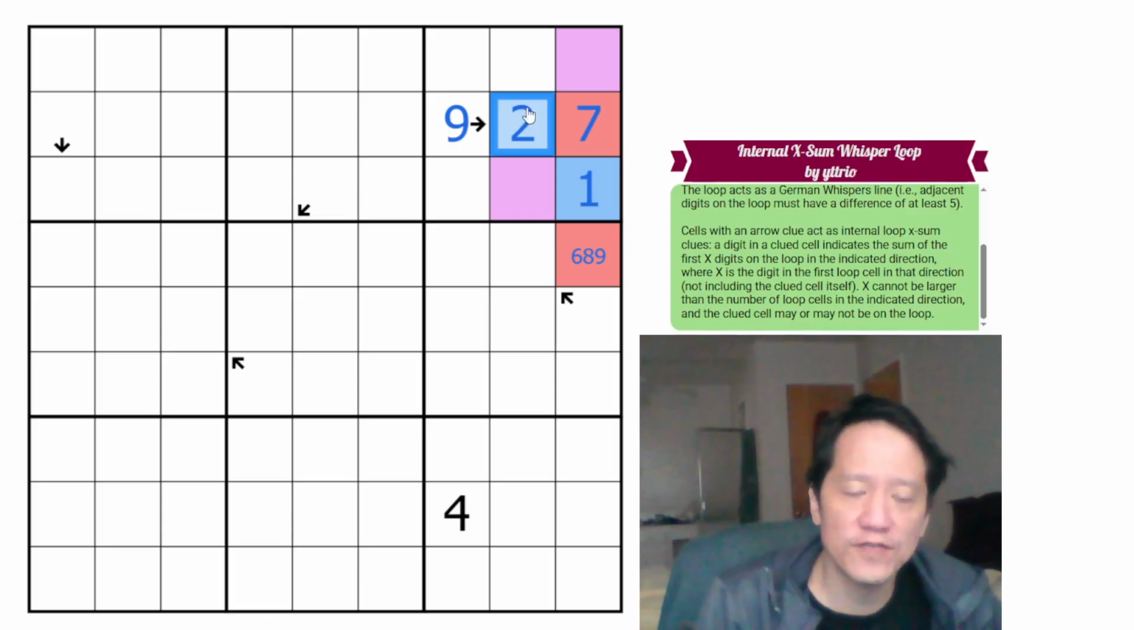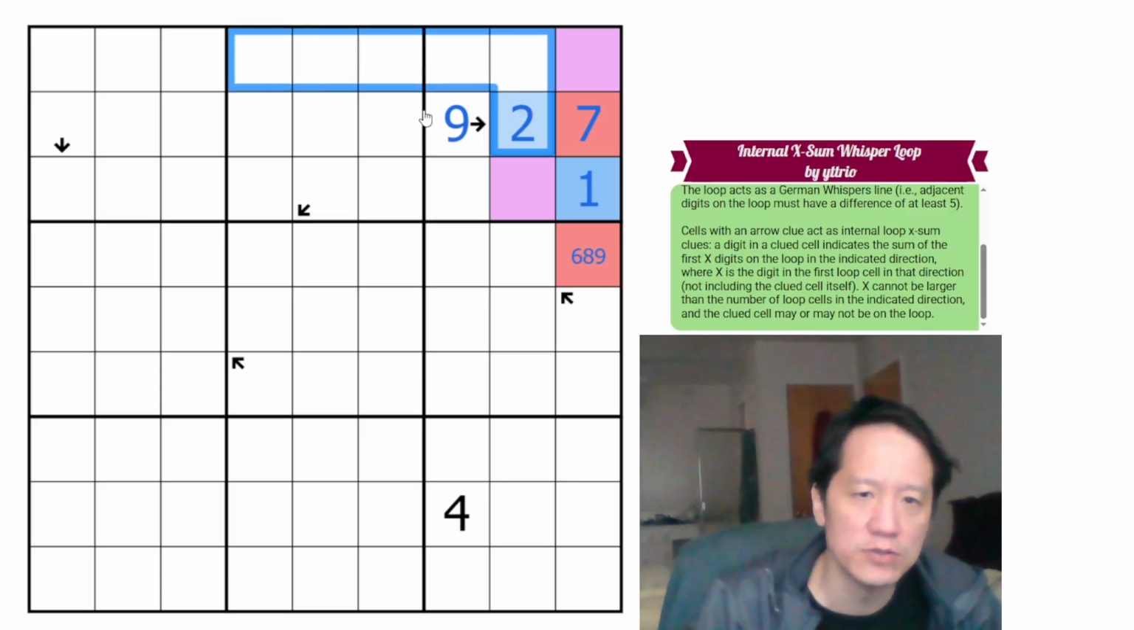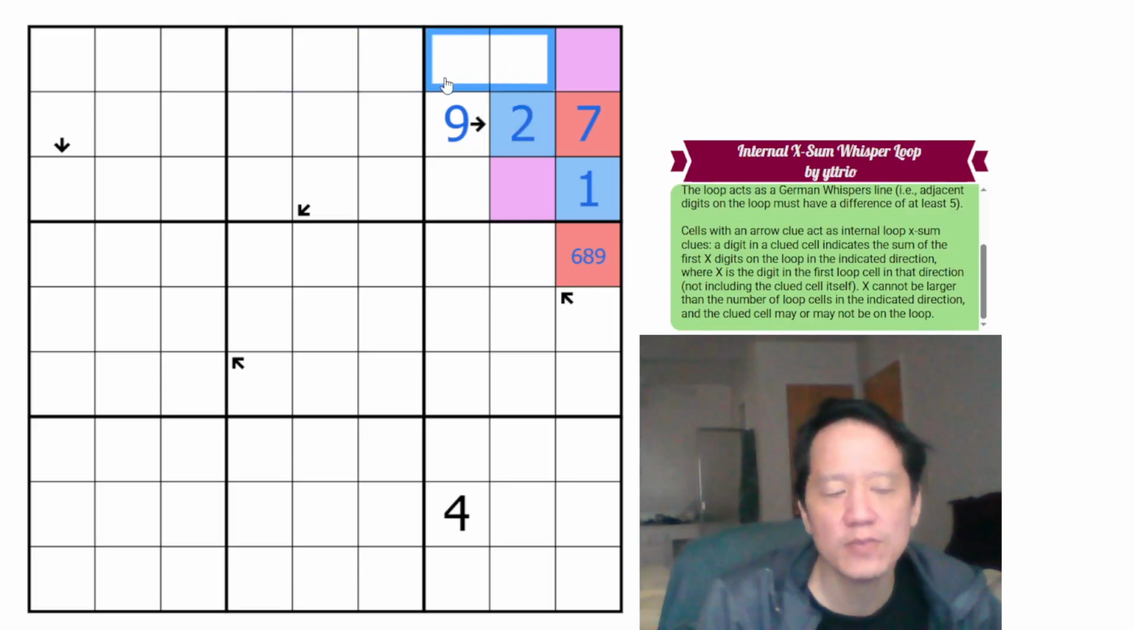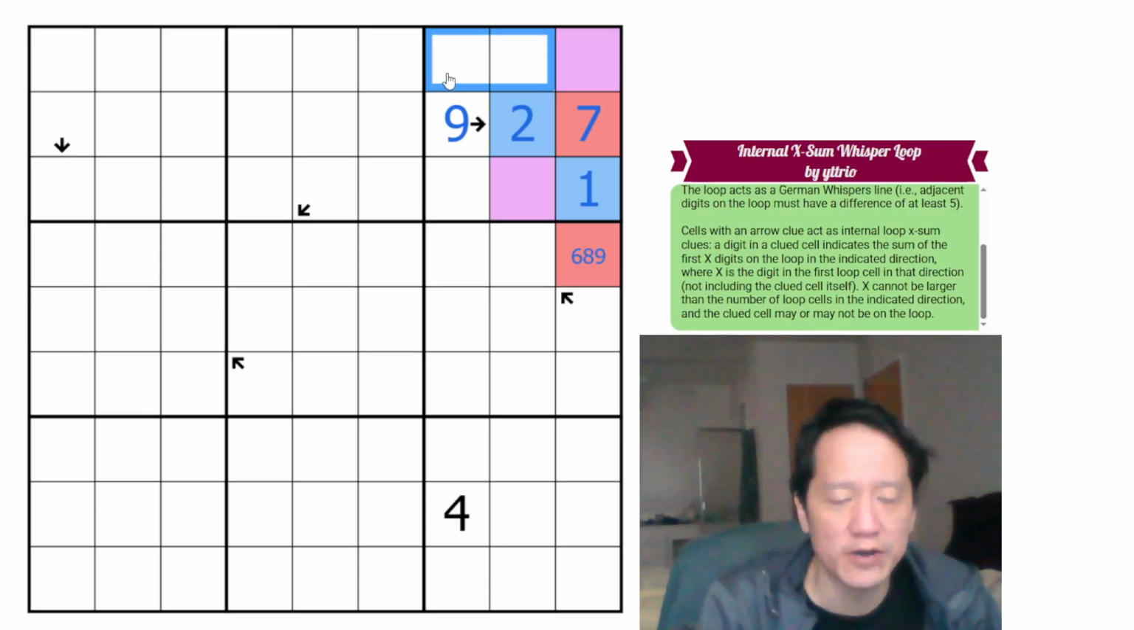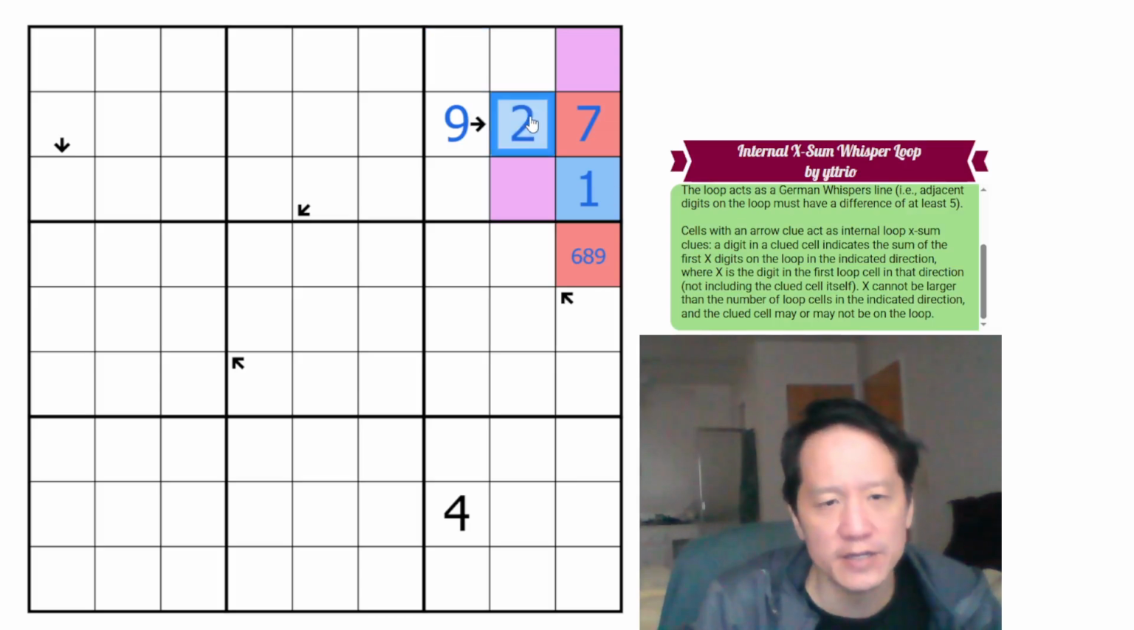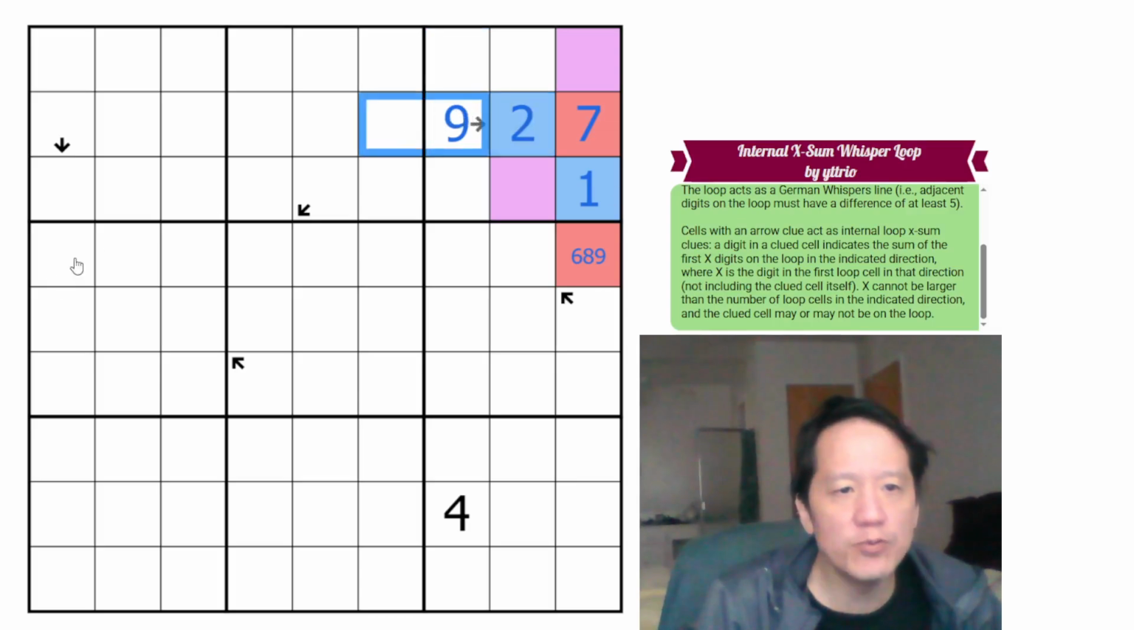And also, if you know that's a loop, you know it follows a checkerboard pattern. Essentially, if it's on the loop, it has to follow a checkerboard pattern. And what I mean by that is, say we knew that this cell was on the loop, right?